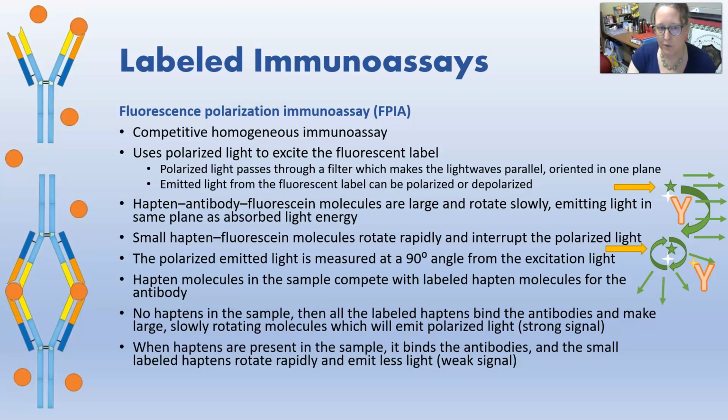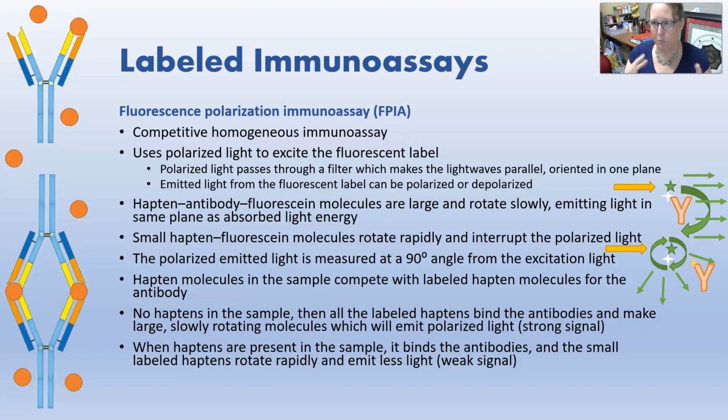So the polarized light emitted is always measured at a 90-degree angle from the excitation light. It's pretty typical of fluorescence. And the hapten molecules in the sample will compete with labeled hapten molecules for the antibody. So if there are no haptens or drug in the sample, then all the labeled haptens will bind the antibodies and make a large, slowly rotating molecule, which will emit the polarized light, which then you'll have a strong signal.